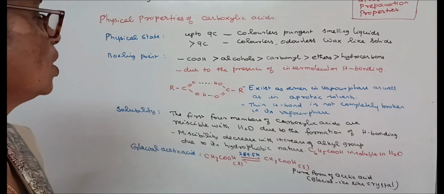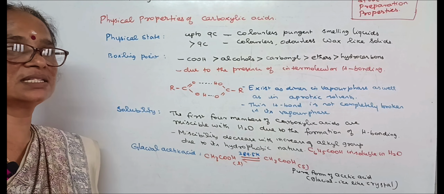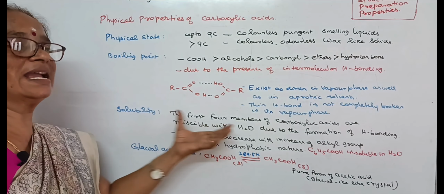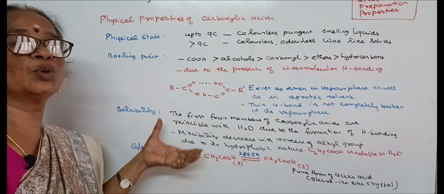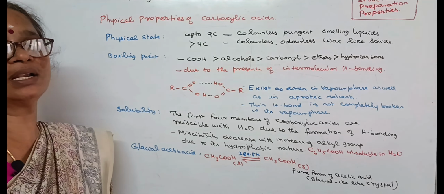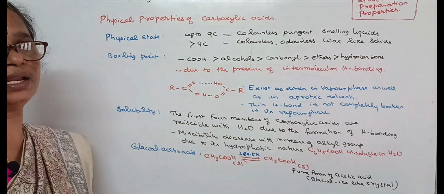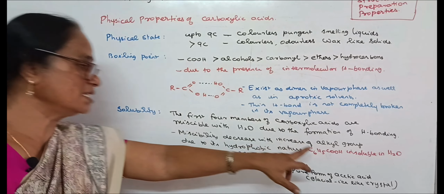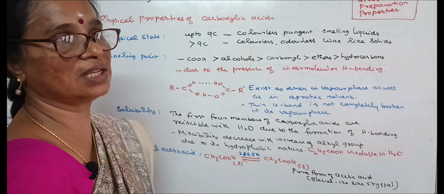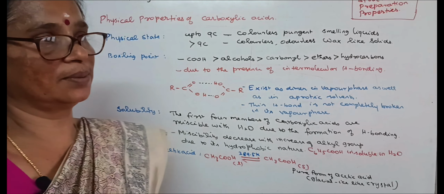The next one, solubility. We know well only the lower members of carboxylic acids are miscible with water. But when the higher member goes, the alkyl group becomes bulkier and hence the miscibility with water decreases because of the hydrophobic nature of the alkyl group. And benzoic acid, though it is the first member of aromatic carboxylic acid, is merely insoluble in water.